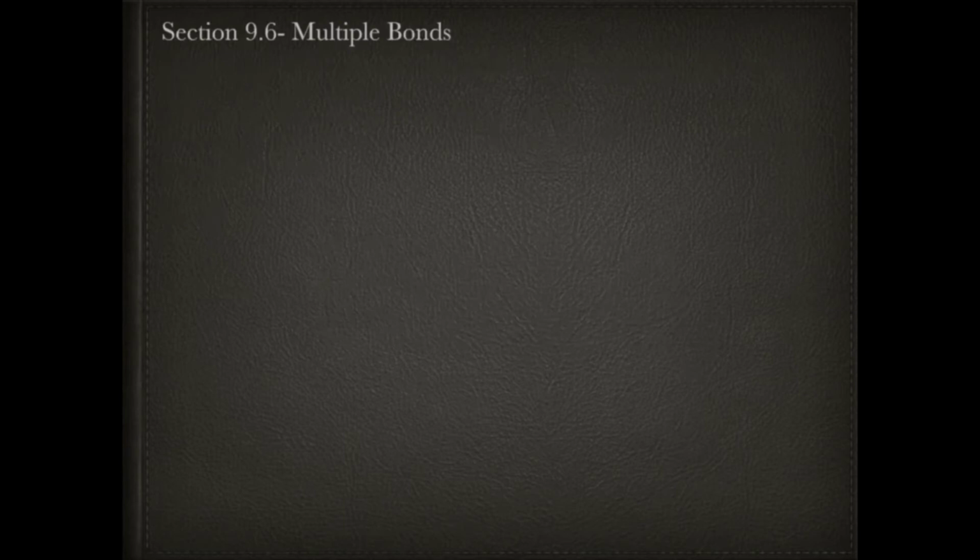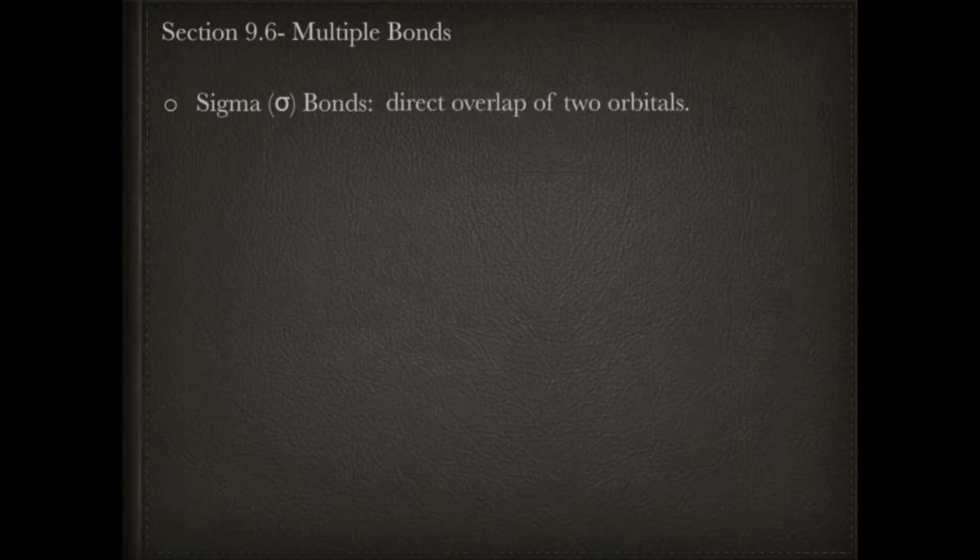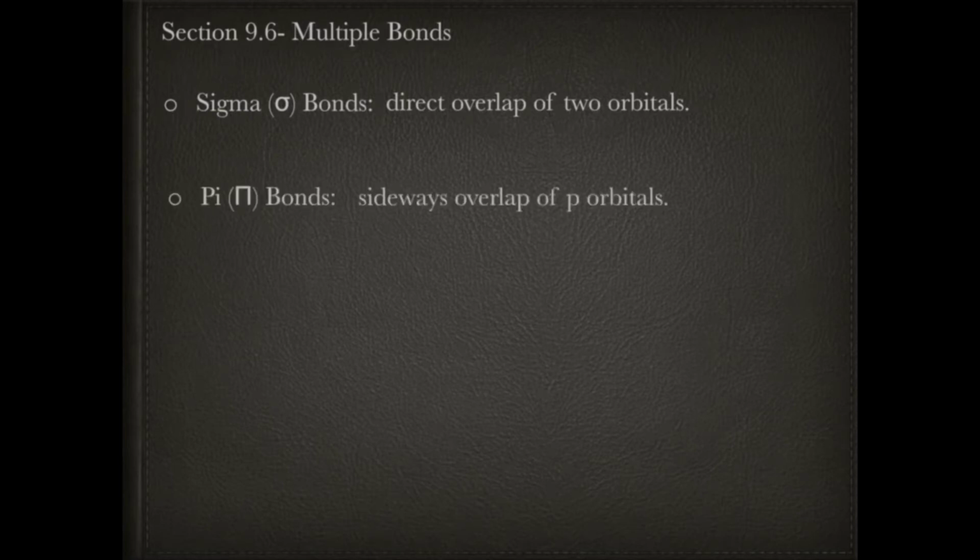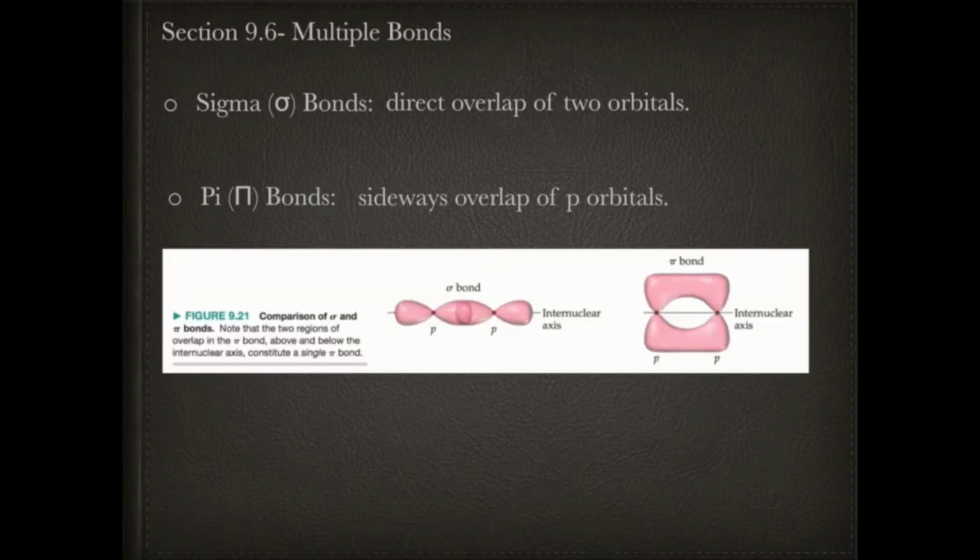The next concept I'm going to be talking about, we talked about single, double, and triple bonds, but there are actually different bonds that are involved in those single, double, and triple bonds. First, you have sigma bonds. Now, sigma bonds form when you have an overlap of 2 orbitals, and I'll show you a diagram in just 1 second. Pi bonds actually result from a sideways overlap of p orbitals. They don't actually directly overlap one another. Here are two diagrams. The one on the left shows the sigma bond.